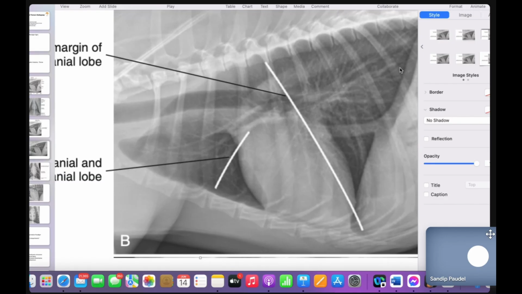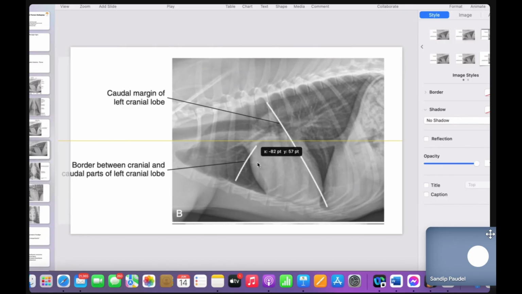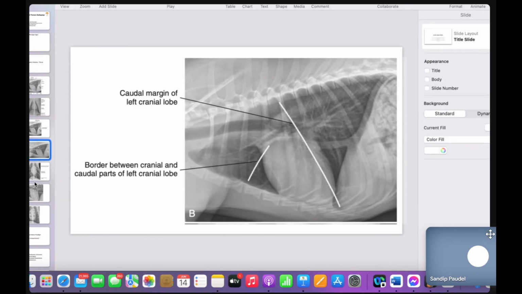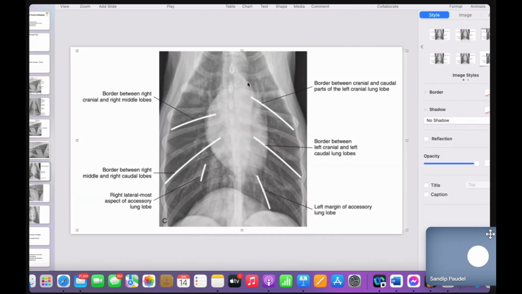So if we see a structure like this, we call it the healthy parenchymal structure of the lung. So now after understanding this, let's move forward to another view. So here, this is the right cranial lung lobe, and the margin will be here. It's the right middle lung lobe, the margin will be here, and this is the right caudal, and this is the margin with the accessory lung lobe, which will stay here.